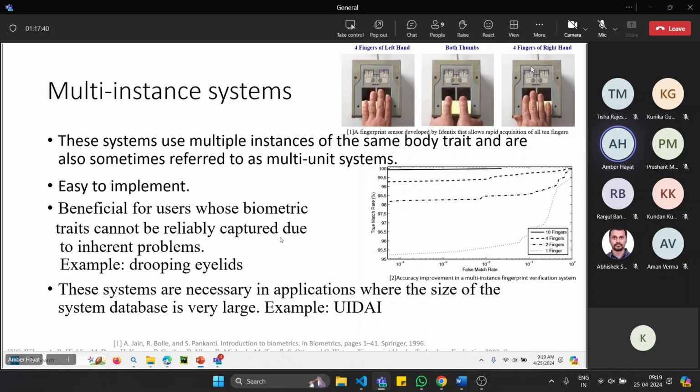For example, sometimes it happens that users who are authenticated with the help of a single finger, like a person with dry finger skin, find it difficult to get authenticated by the system. If you are using multiple instances, they have a higher chance of getting authenticated by the system, like drooping eyelids as an example. So this is how a multi-instance system works.